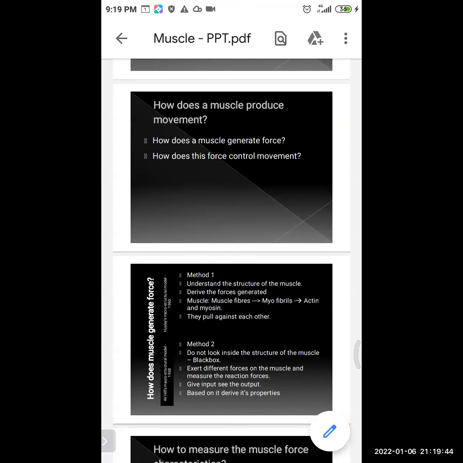That's the outer length, okay? So at that time when you are generating force, there is less overlap between actin and myosin. And then when you bring it to the mid position or so, there is maximum overlap of the actin and myosin, okay?